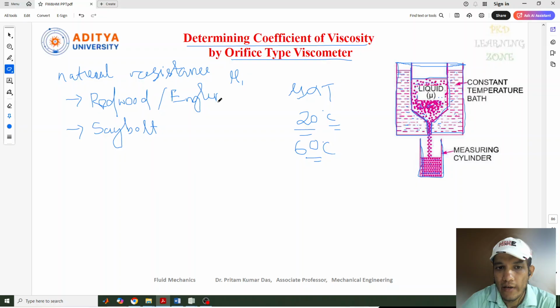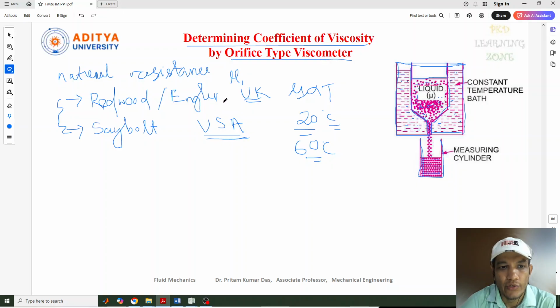Okay, Redwood or Engler. These are viscometers, used to measure viscosity. The principles of these viscometers are the same, only their uses are in different areas. The Redwood viscometer is mostly used in UK countries, and Seybold viscometers are used in the USA. They have their own reasons.